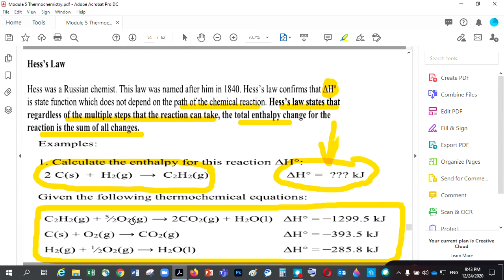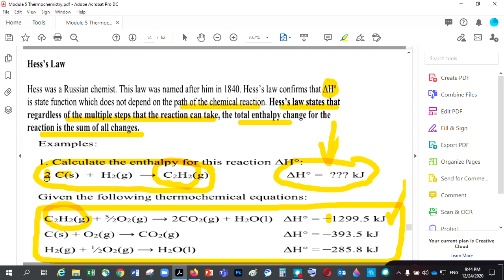Correct? If you look here, C2H2, just by inspecting, is the product here, but in this reaction it is the reactant. So your intuition will tell you to flip this equation, left to right, right to left. When you flip it, the sign will change. If it's minus, it will be positive. If it's positive, it will be negative. Correct? In this one, if you look, carbon is on the left side, so this one does not need any flip.